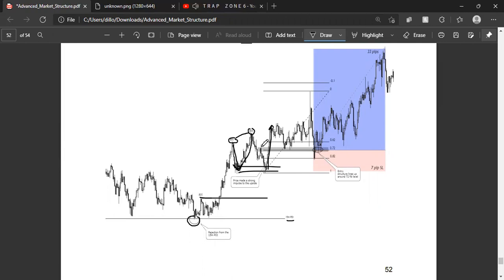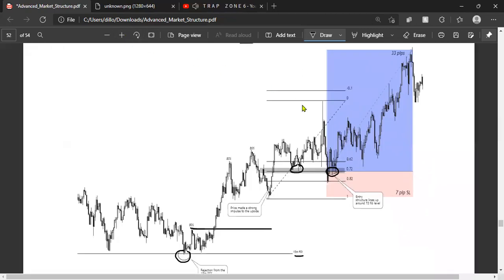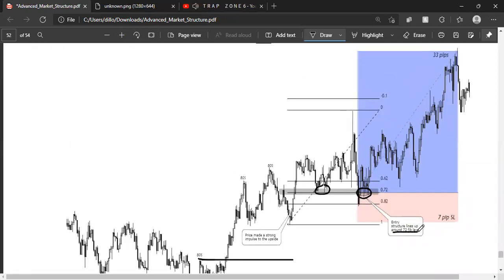And look at what we see: minor structure being broken. So in the retracement of this, we could have entered here, or here, or here, some of this mess. And if we look at this, structure lines up around that 52, the 72 fib level. So anywhere in that area would have been a good entry.